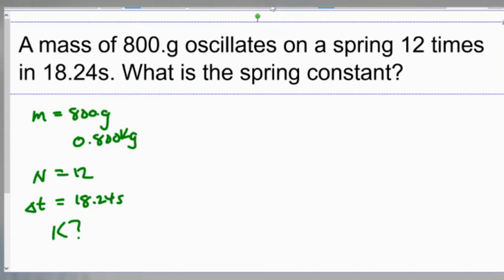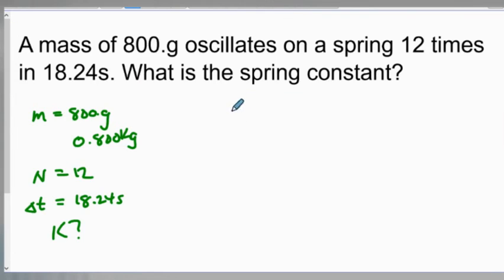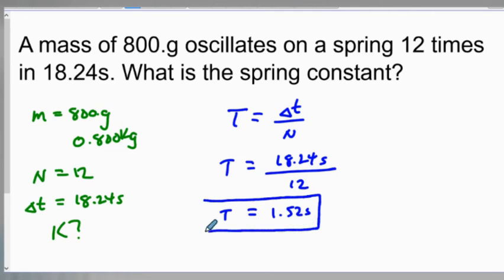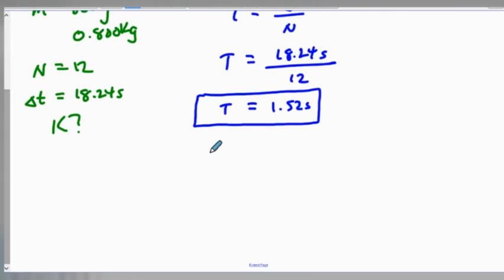All right, I'm going to start by finding my period. So my period here would be my delta T divided by N, which is 18.24 seconds divided by 12. So my period, T, is going to calculate out to be, I'm getting 1.52 seconds. Not so bad. So now I want to know k.